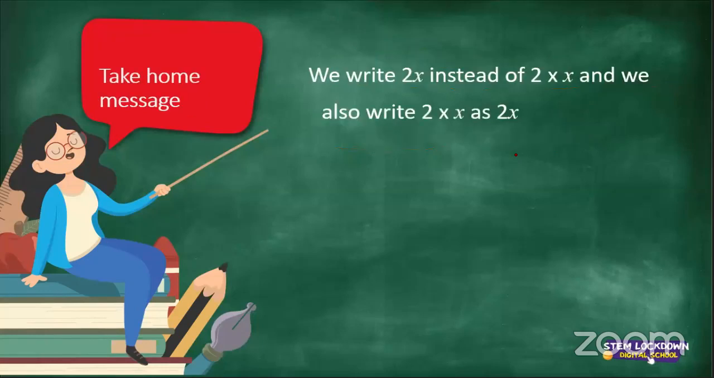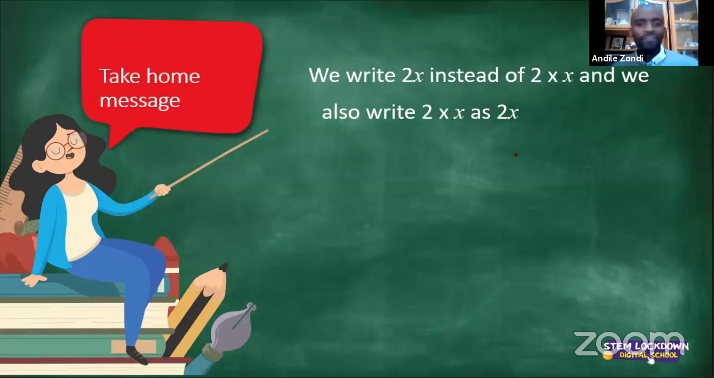Take home message: just remember that we write 2x instead of writing 2 times x. We start with the coefficient, then a variable, right? So avoid writing like this. Rather write like this, as I've showed you.